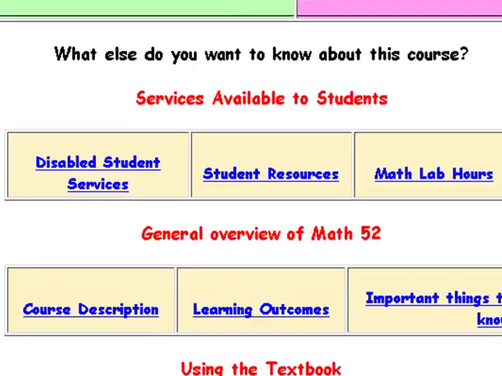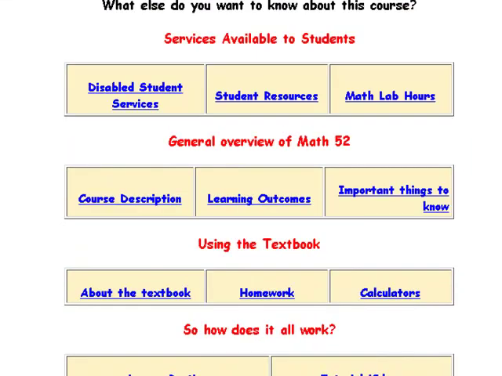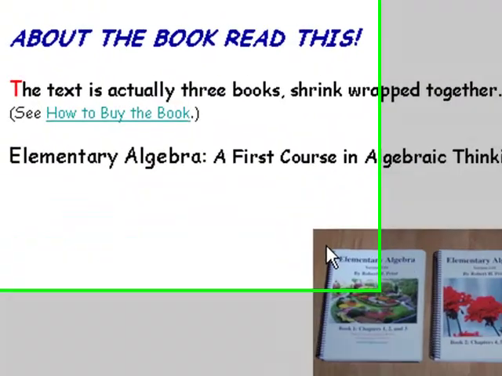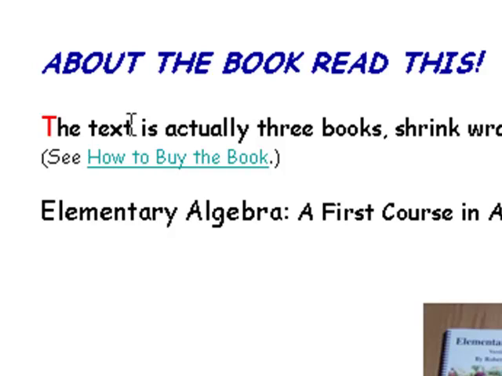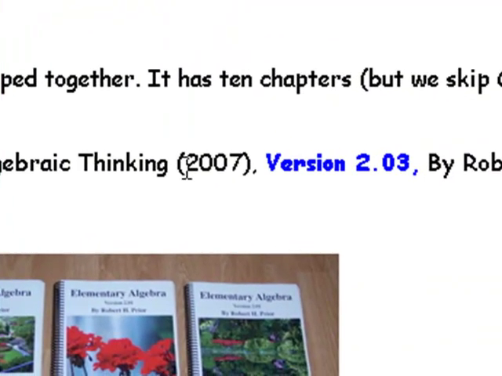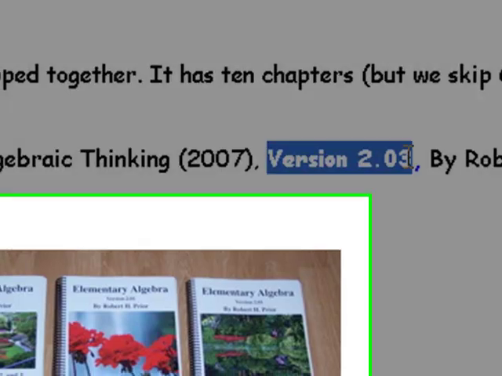Let's go back to the menu and let me tell you a little bit more about the book, about the textbook. It's actually 3 books, and that's because I did a lot of writing. And right now it's from 2007, version 2.03. That's the book that you want to get.